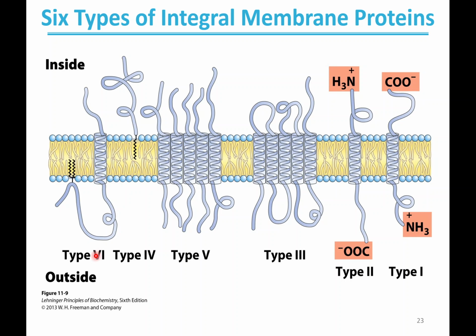And then finally type 6, I don't know if you'll see any examples of these, but these have a protein that spans the membrane and then another region that's anchored into the membrane via a hydrophobic interaction.